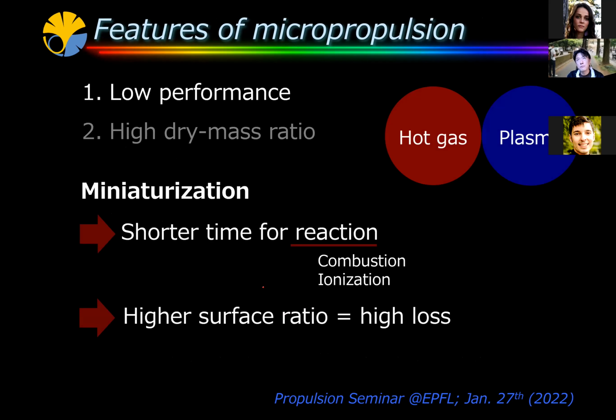Basically, many propulsion systems use hot gas or plasma, a high energy state of material. And when you miniaturize the system, scaling down leads to shorter time for reaction and higher surface ratio. The first one is very simple. If you decrease the size from this one to this one, the time that one particle exists inside a certain area becomes shorter.